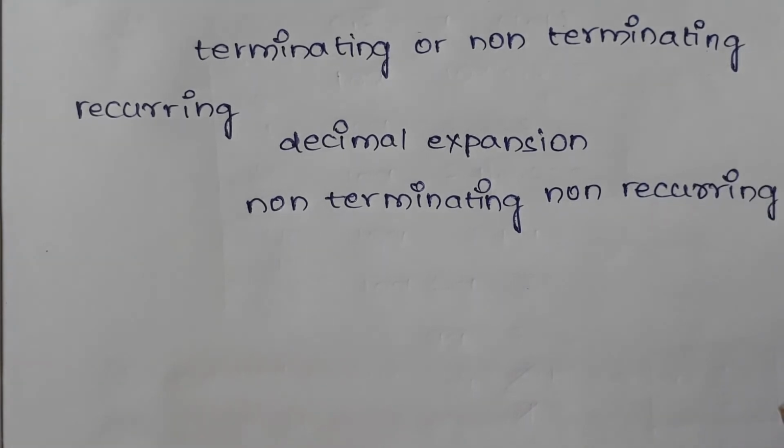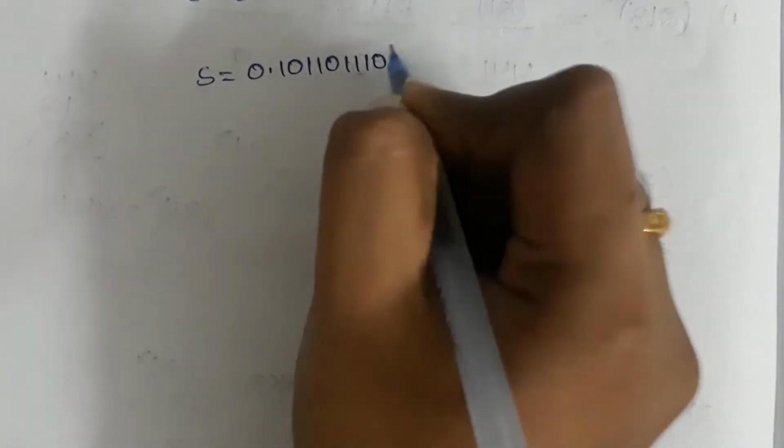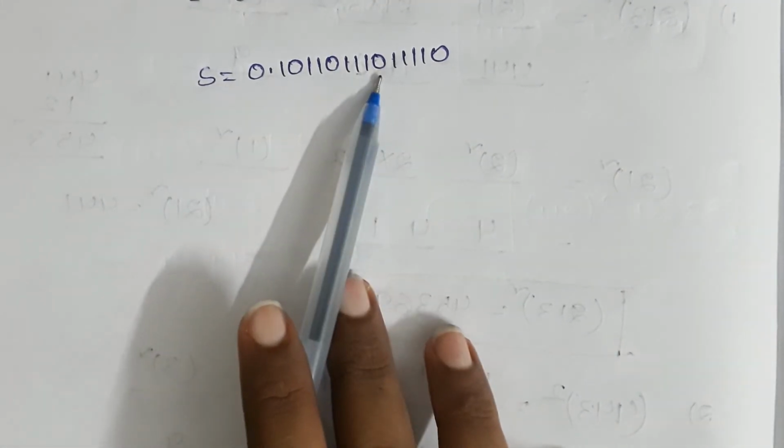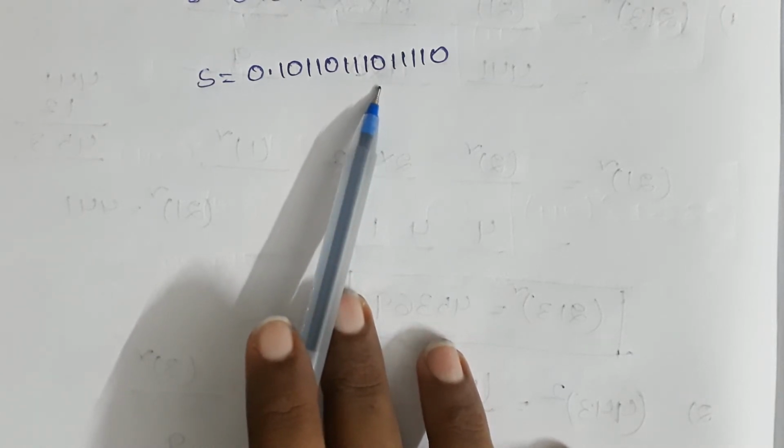And now let us see an example, that is s equals 0.10110111011110... and this is an example for non-terminating, non-recurring decimal expansion. That is, non-terminating is nothing but it will never end, and non-recurring is nothing but not repeating, both non-terminating and non-repeating decimals.